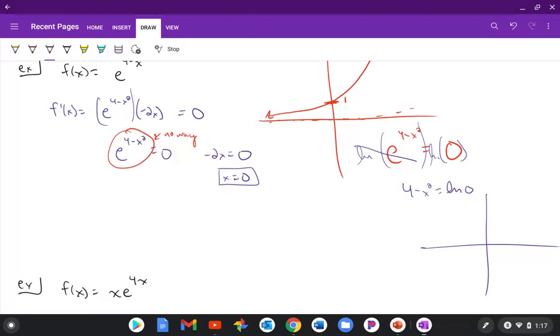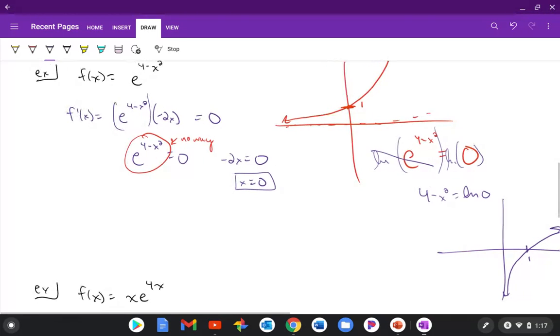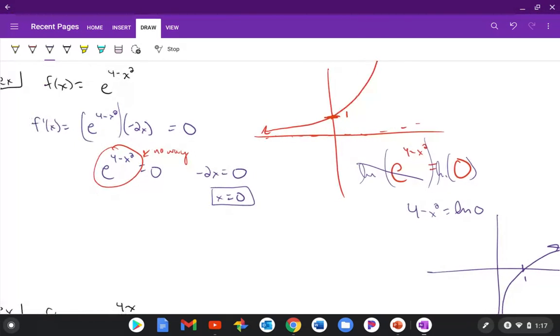If you remember what the natural log looks like, it goes like this. It crosses here at 1, but it never crosses 0 either. So either way, you're kind of stuck in a pickle there, and that will never be 0. So we actually only have this one critical number there at x equals 0.